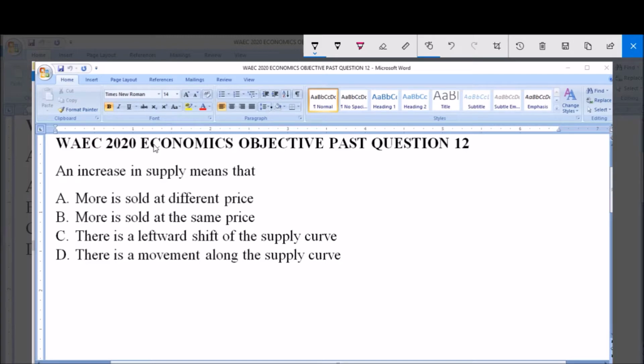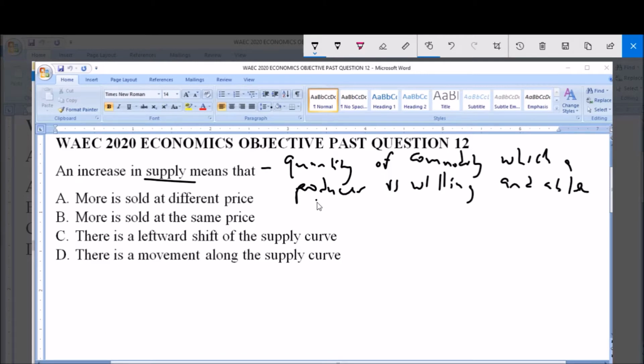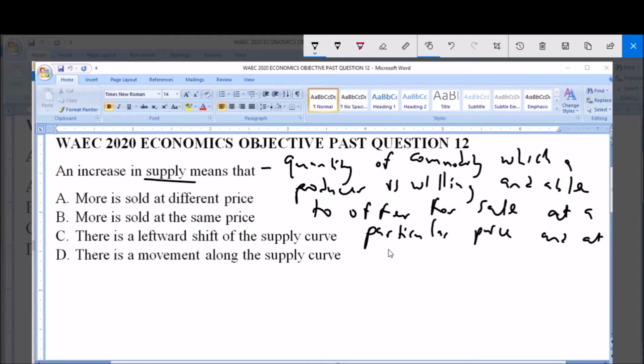Now, supply, the concept of supply refers to the quantity of a commodity which a producer is willing and able to offer for sale at a particular price and at a particular period of time.